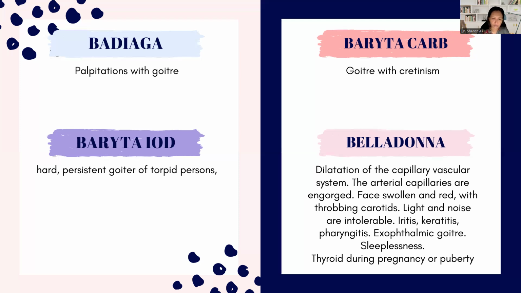Baryta iode. Again, you will see a Baryta state, and you will see the iodine state, and you will see a hard goiter, and you'll see a sluggish patient. So that is Baryta iode. If I have to give Baryta iode, the goiter will be hard and the patient will be slow. Baryta carb is for delayed milestones with goiter.